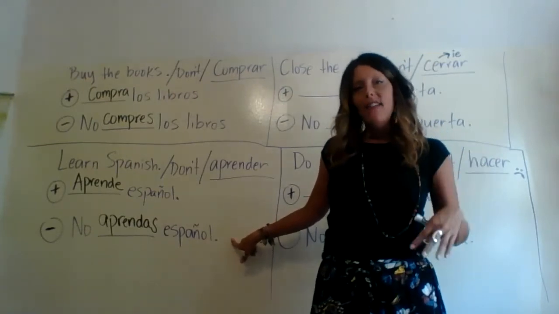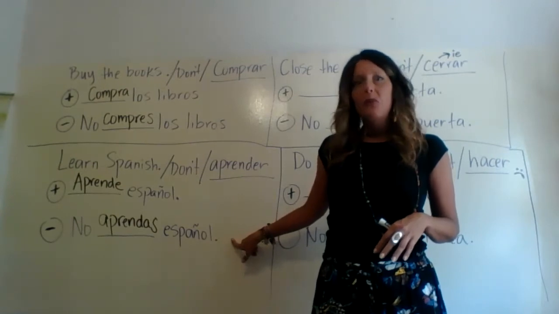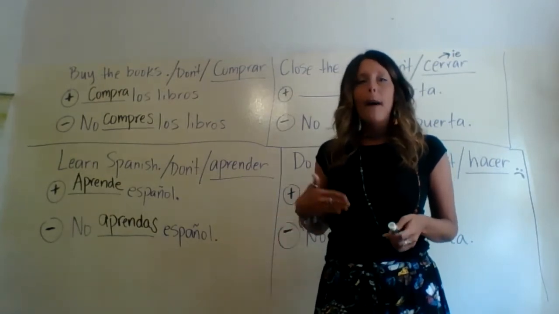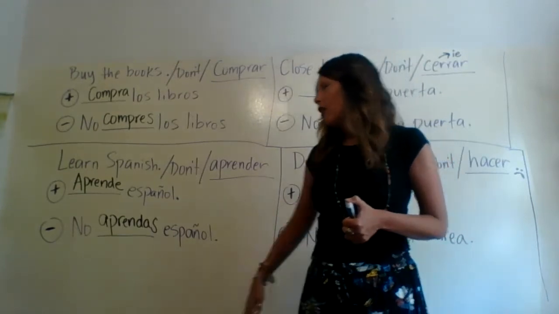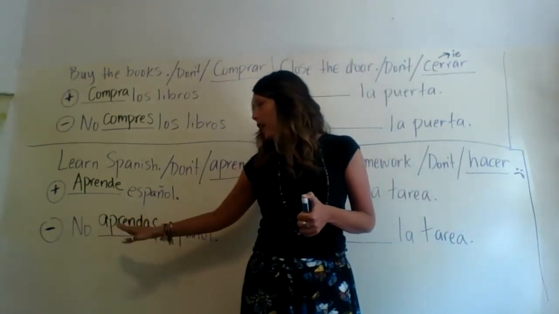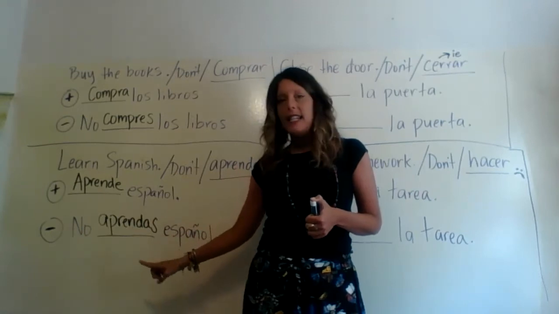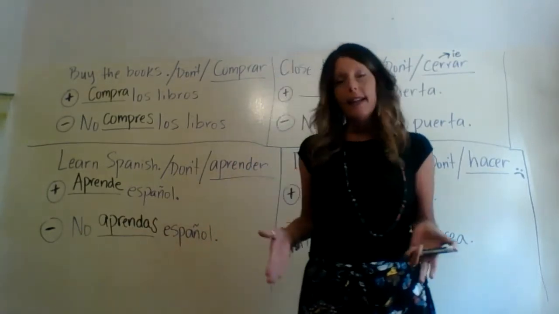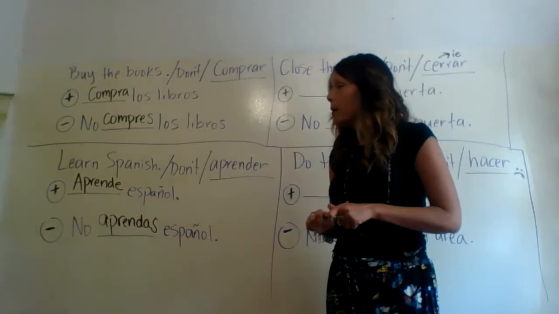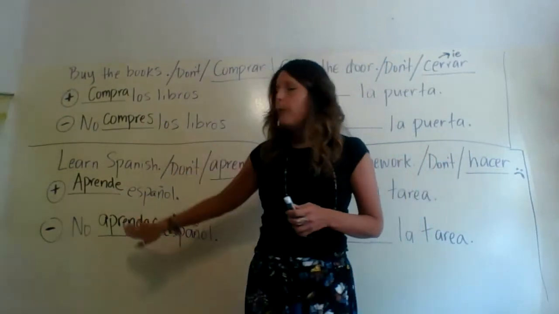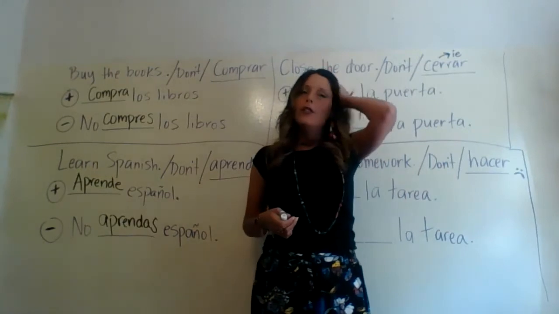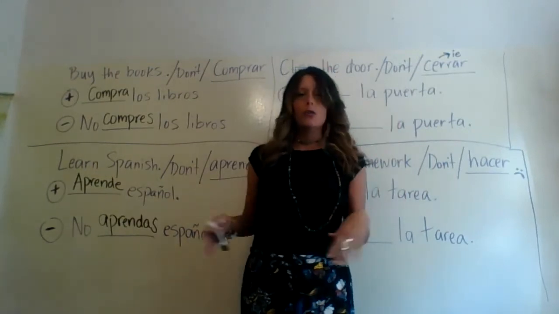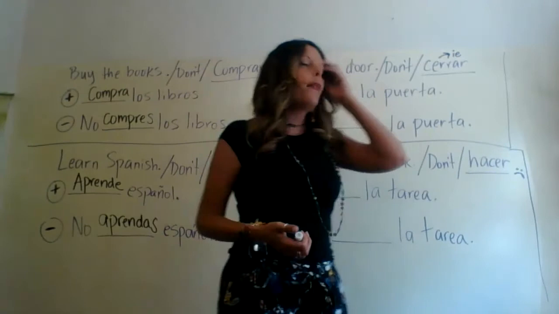My negative informal tú command will be no aprendas español. No aprendas español. And it will be A-P-R-E-N-D-A-S. No aprendas español. Then we come over here. These are both regular verbs where nothing weird happens. There's no spelling change, no stem change, nothing like that.